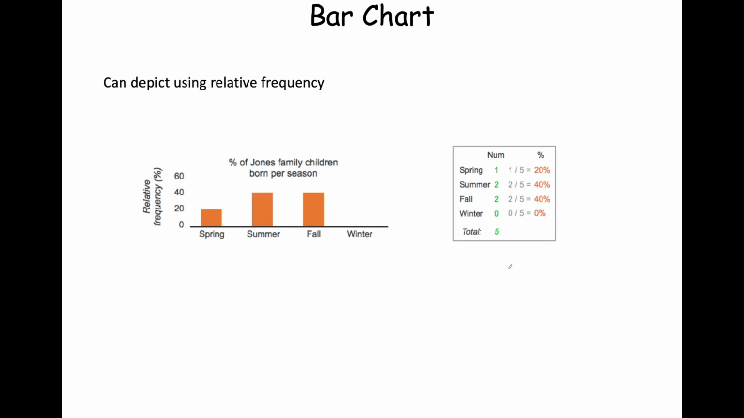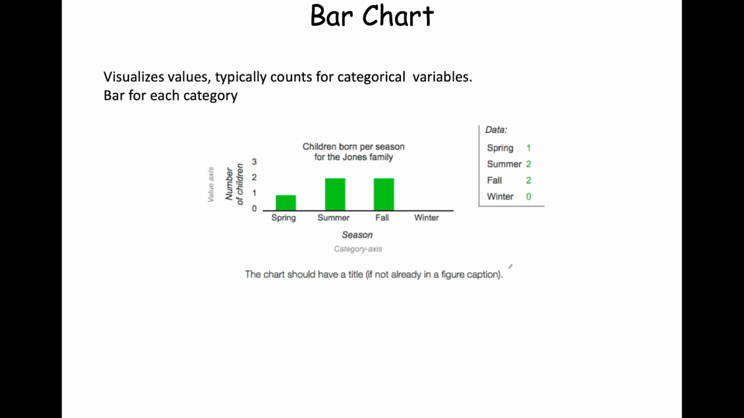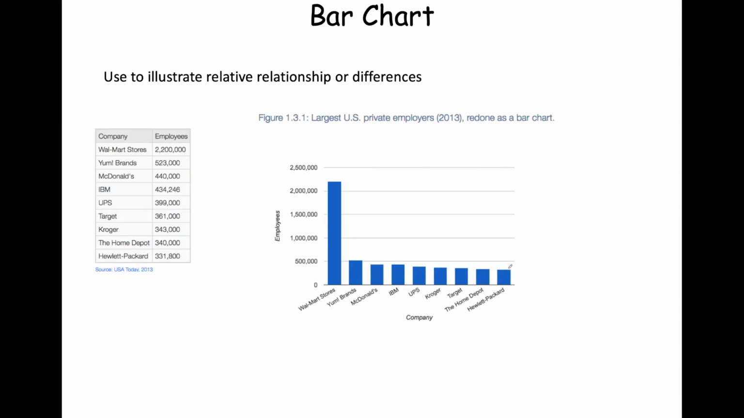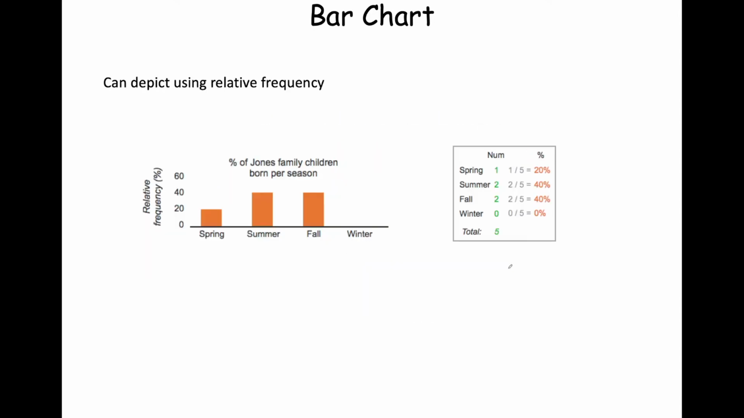You can also use a bar chart to depict relative frequency. Now, this chart is the same information for that family we had 2 slides ago, only instead of having counts, we're going to have proportions. So what do we do? We take all of the counts, and I'll direct your attention to the legend in the inset, and we have the number of children born in each season: spring, summer, fall, winter. That's 1, 2, 2, 0. We divide each count for each season, each outcome of the categorical variable season, by the total number. So 1 plus 2 plus 2 is 5, so then we divide 1 by 5, 2 by 5, 2 by 5, 0 by 5. We get 20%, 40%, 40%, 0.